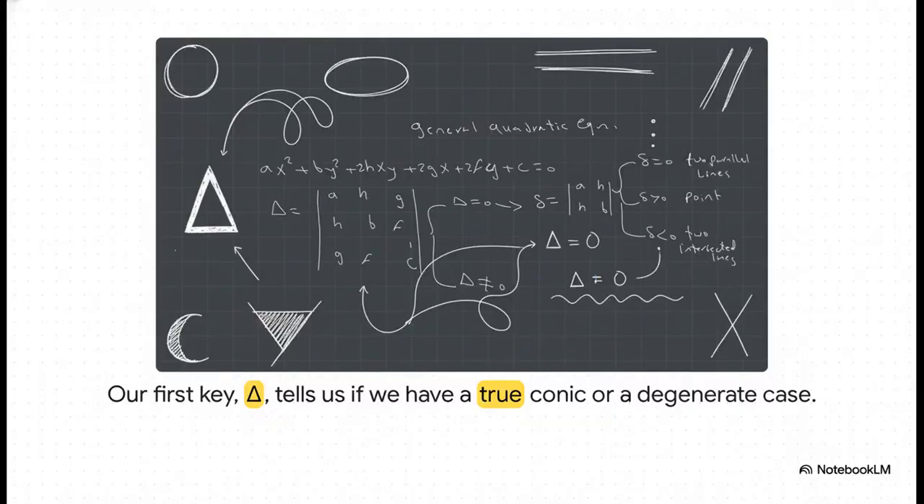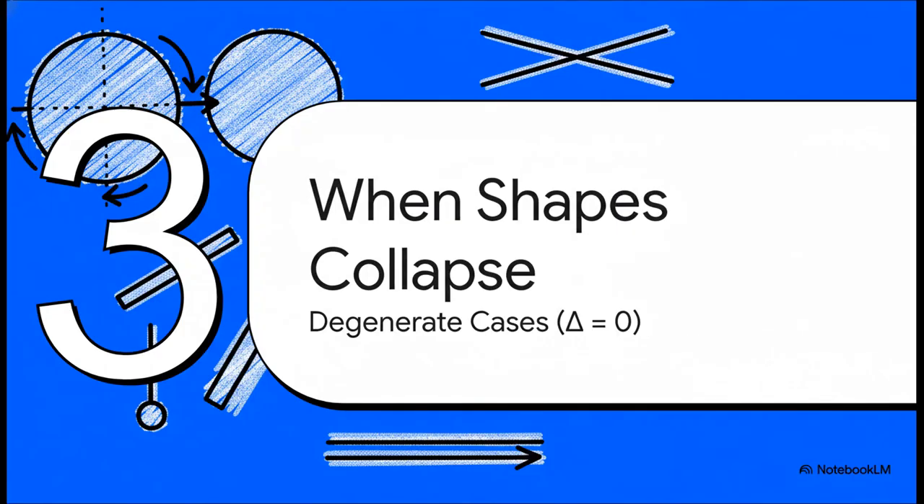Now what's really cool is how we find this delta. You can see it here. We just plug your coefficients into this little 3x3 grid, which is called a matrix, and the number that pops out from that calculation basically sends us down one of two paths. If delta is not 0, we're dealing with one of the famous true conic sections. But if delta is 0, well, that's when things get a little weird. So let's go down that weird path first.